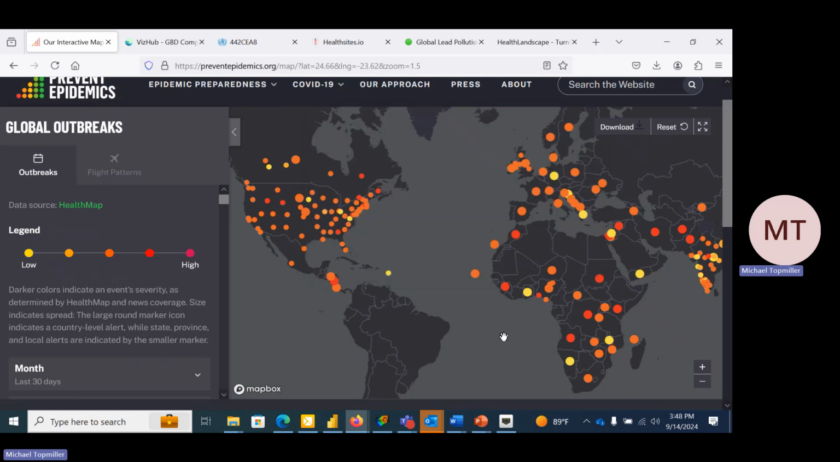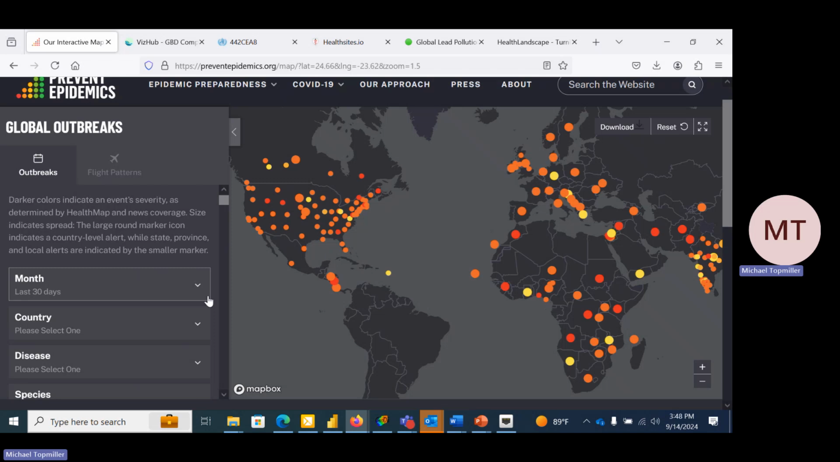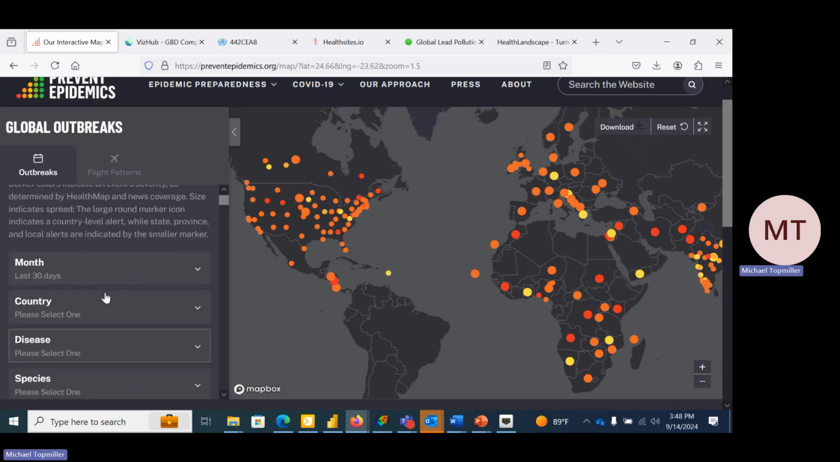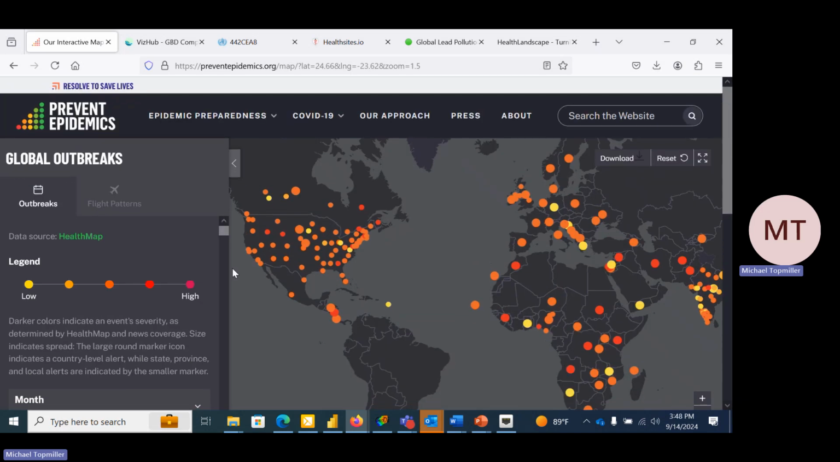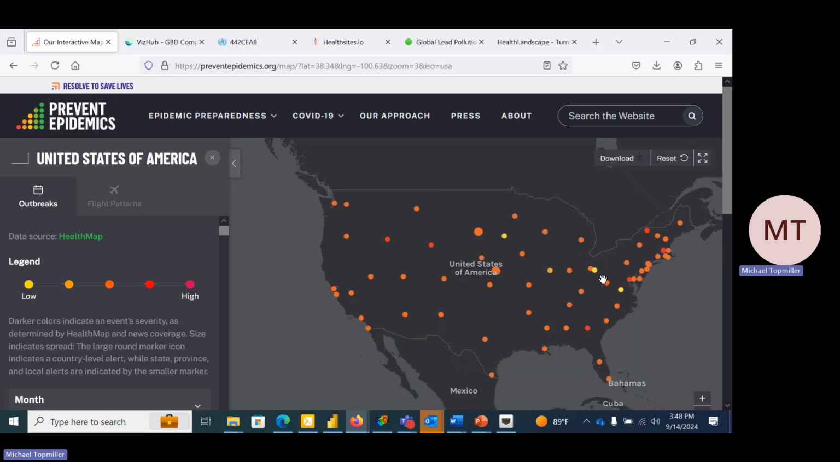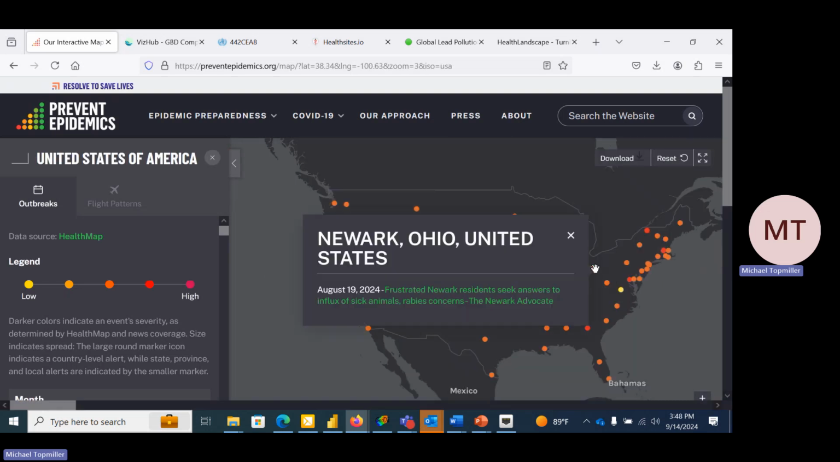So you can scroll over these various things and get a sense of what's happening at different locations throughout the world. And you can scroll down over here and actually select countries, select diseases, different time periods. You can spend some time on this and figure out, for your country of interest, what is going on currently in those places. We could even zoom into the US a little bit here and get a sense of what's going on and kind of near where we're at.